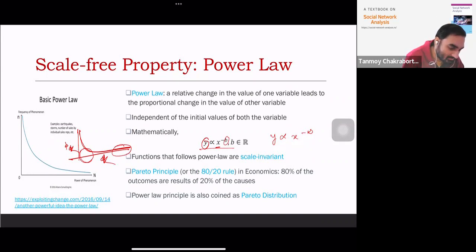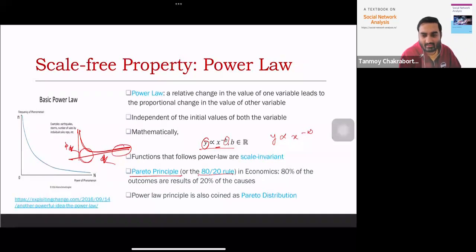Now this is similar to something called the Pareto Principle. In economics, this Pareto Principle is very famous, and it is also called the 80-20 rule. I'm pretty sure you have heard about this rule, which basically says that 20% of individuals have 80% of wealth, and 80% of individuals have 20% of wealth.